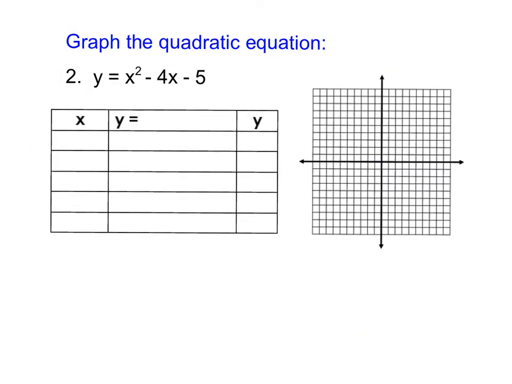Okay, so now we're going to do the same thing. I'm going to actually tell you the x's, though. Here are the numbers I want you to plug in: 2, 1, 0, 3, 4. I want you to pause the video, and you're going to plug into the parabola x squared minus 4x minus 5, and figure out those y values.